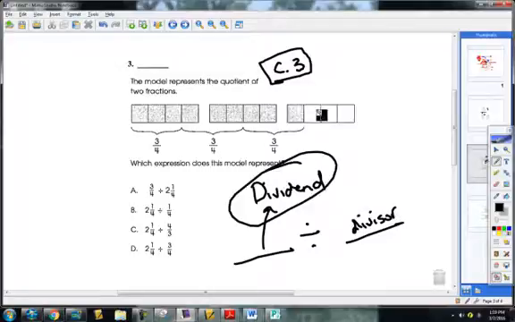Remember, the dividend is the number that's being divided. As you look up here, you have to ask yourself, what is actually being cut up here? And then the divisor is going to be the size of the groups or the amount of groups. I'm going to leave you with that and let you think from there. I think you'll be able to figure it out.